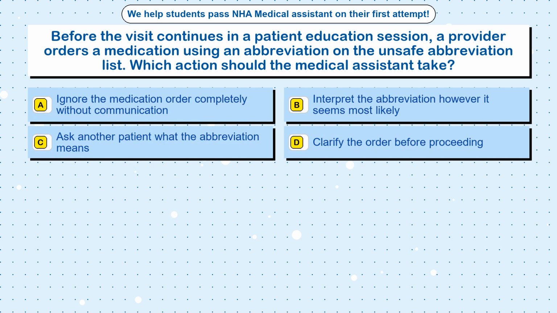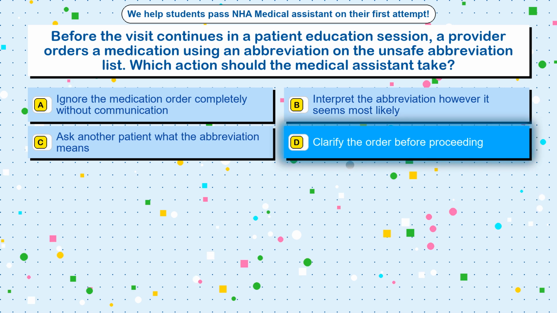Question 85. Before the visit continues in a patient education session, a provider orders a medication using an abbreviation on the unsafe abbreviation list. Which action should the medical assistant take? Option A. Ignore the medication order completely without communication. Option B. Interpret the abbreviation however it seems most likely. Option C. Ask another patient what the abbreviation means. Option D. Clarify the order before proceeding.